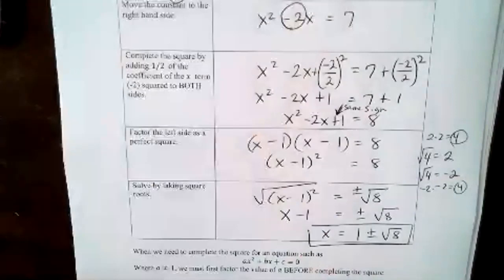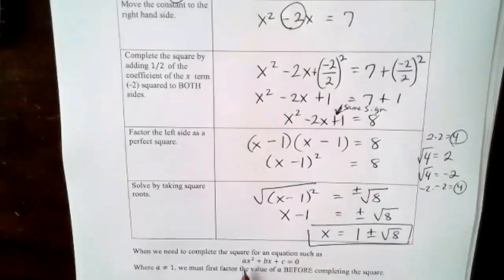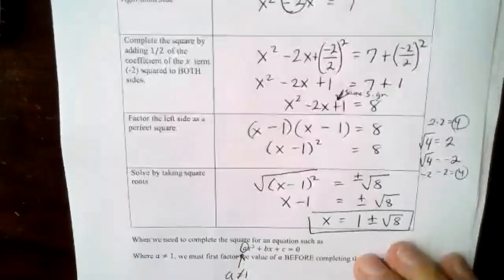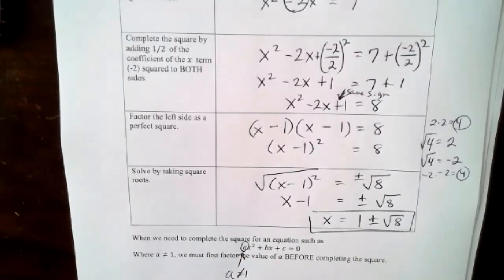All right, when we need to complete the square for an equation such as this, now remember, the difference is if A is not 1, in other words, it could be something else, like 2 or 3 or even 1/7. It could be something crazy like that. But we must factor the value of A before completing the square.